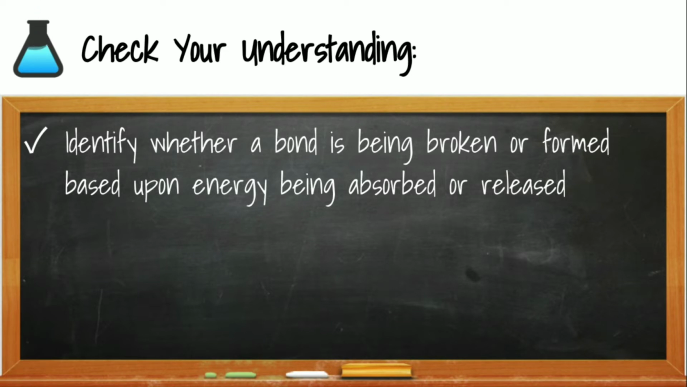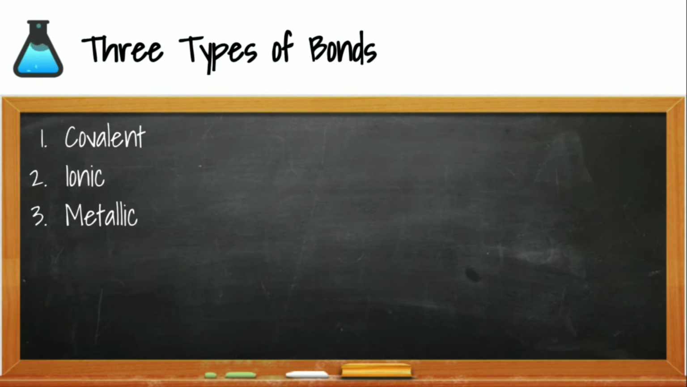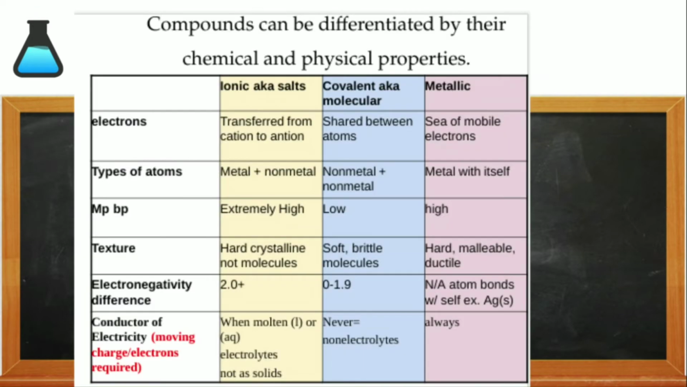There are three major types of bonds: covalent, ionic, and metallic. Here is a very important chart that you should copy into your notes. So pause the video and copy down the properties of the ionic, covalent, and metallic bonds. Do not take a screenshot. Make sure you're actually writing this down. You have to know all of this information, and writing it down will be your first step in helping you learn this information. We will refer back to this chart in every lesson in Unit 5.